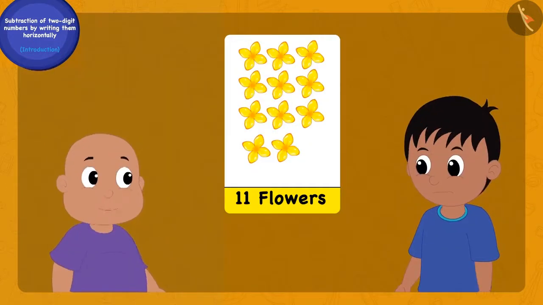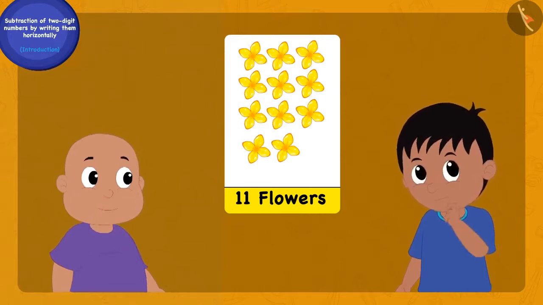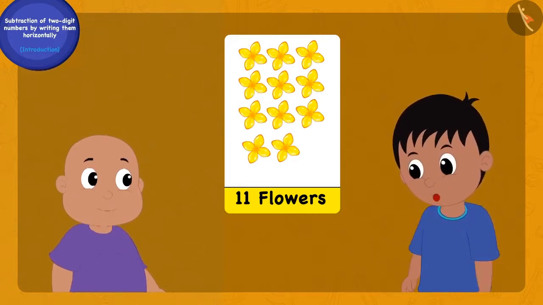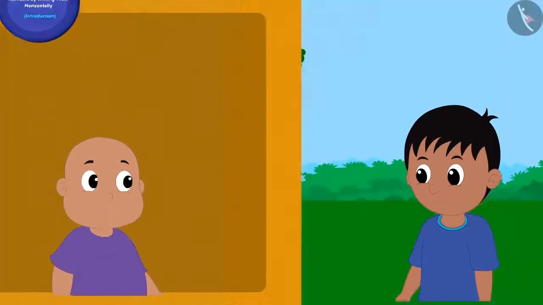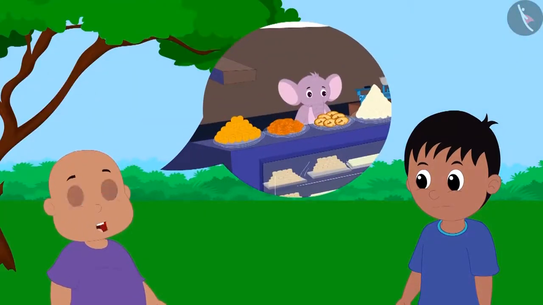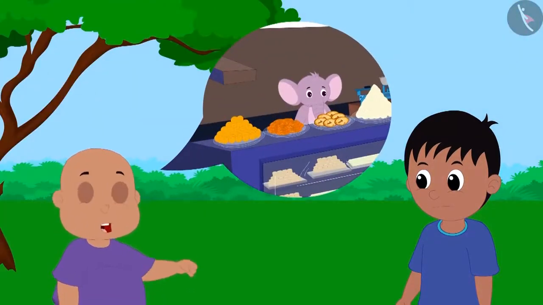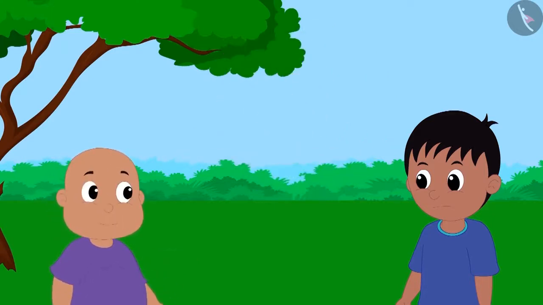Did you understand, Raju? Raju still could not understand clearly. Can you explain that to me with another example? Raju said to Bablu, "Let's go to Appu's sweet shop. I will give you another example there."